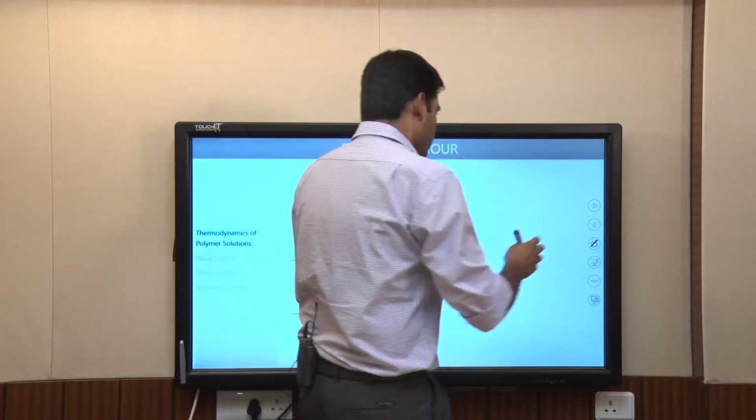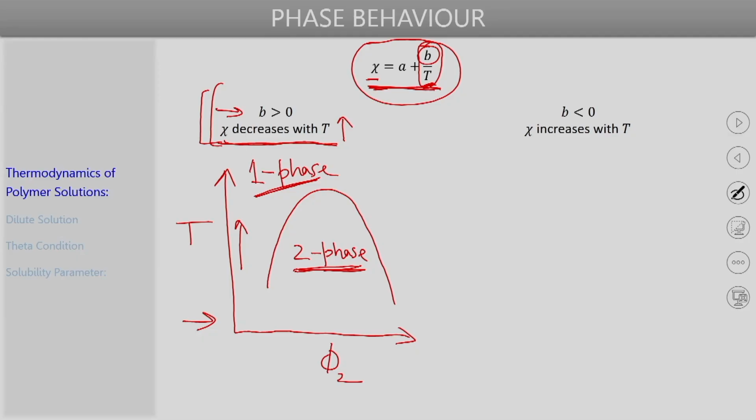Let us consider the other case where we have a chi parameter for which this quantity B is less than 0. So, for certain polymer solvent systems we may have a case where this parameter B is less than 0. So, in this case what will happen is this chi parameter actually will increase as temperature is increased, right. So, if B is negative and if we increase the temperature, then the absolute value of the B by T term of course will decrease, but since B is negative, the overall value of chi actually will increase in this case.